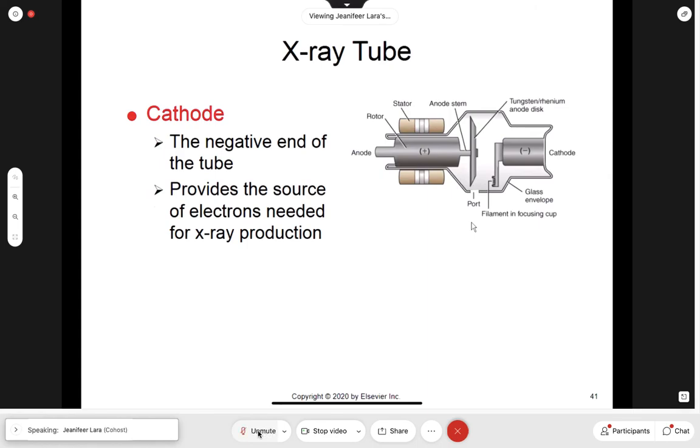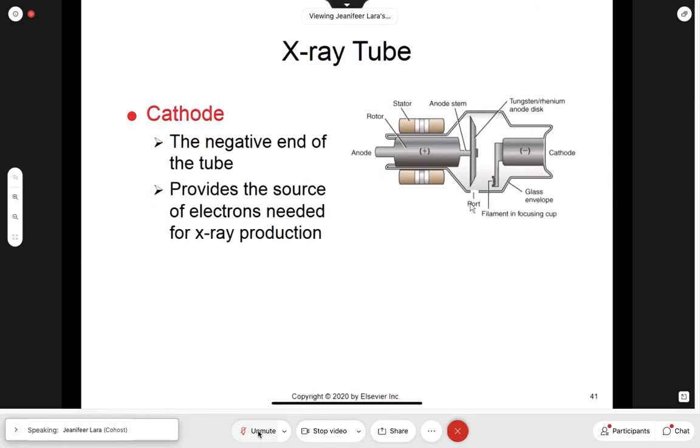Woohoo, good. And what do we need to do with the X-rays? Javier, now what do we need to do with the X-rays? You had it, I just saw it unmuted. Javier. Go ahead. What do we need to do with those X-rays now? If you look at this image right here, where do we need to send those X-rays out of?